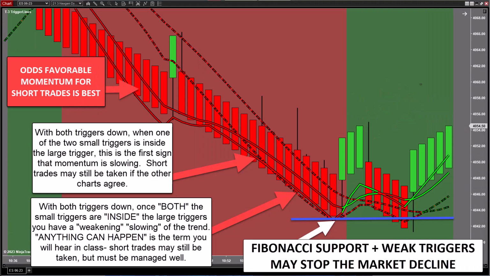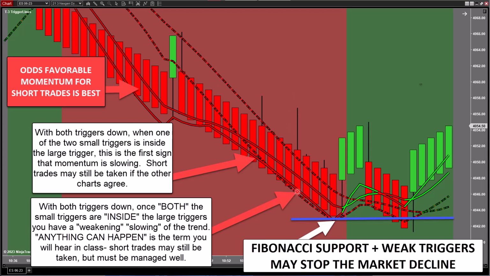Now, I put this slide in here because in our class, people ask this question a lot. They're like, well, I can see the odds favorable momentum in the trigger lines over here. It's really easy. The question that a lot of people have is when all the triggers are down, but there's only one of the two small triggers inside, is that a weakening of the momentum? A little bit, but not really. You can still take short trades. You can still take short trades when the price bars are inside and the small triggers are inside as well.